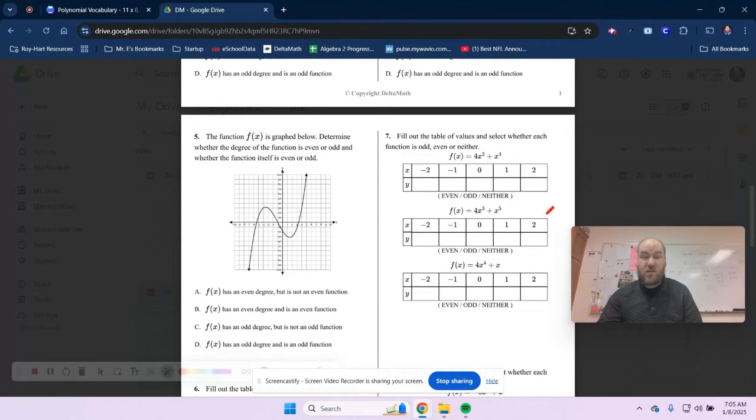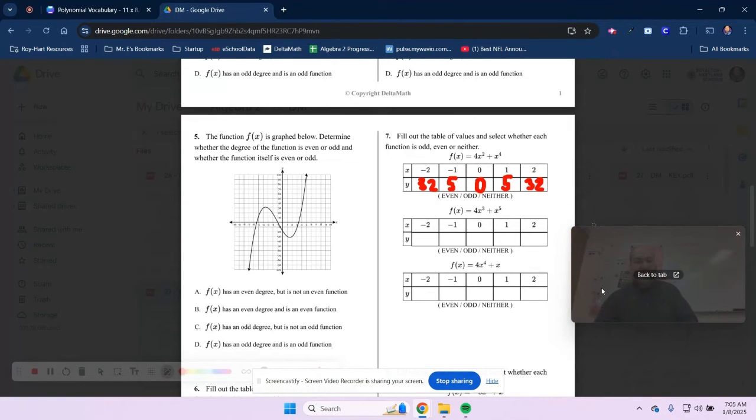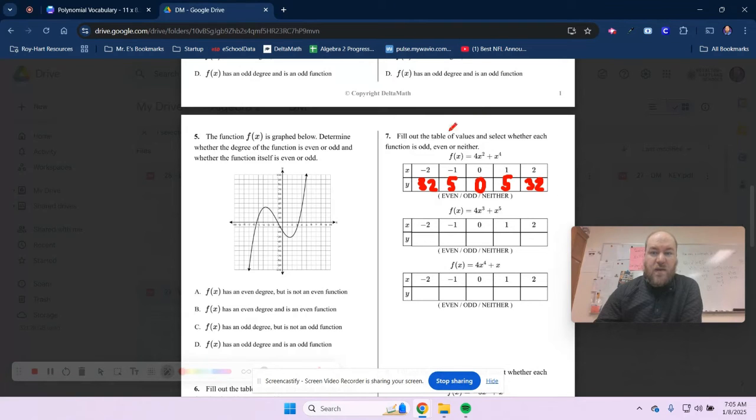values I see here. So -2 is 32. -1 is 5. 0 is 0. 1 is 5. And 2 is 32. So if this is an even function, then plugging in opposite values should get me the same answer. Look at that. Plugging in opposite values got me the same answer. So when that happens, it's an even function.